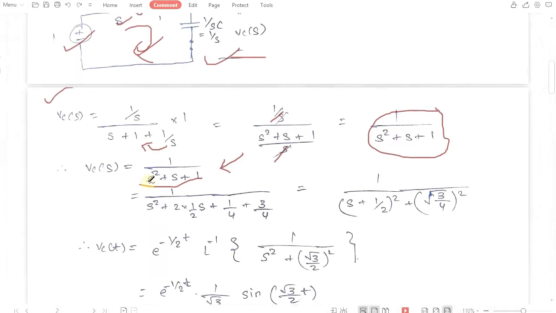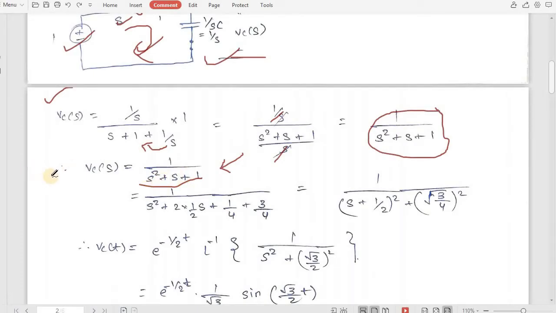Here we are going to compare these terms with a square plus 2ab plus b square. From a square you can see that a is S. And if you compare 2ab equals S, you will get that b equals 1 by 2. In that way you are adjusting your denominator. So here you will have S square plus 2 into a into b, where a is S and b is 1 by 2, plus b square, which is nothing but 1 by 2 whole square, that is 1 by 4. Then you will be left with 3 by 4.